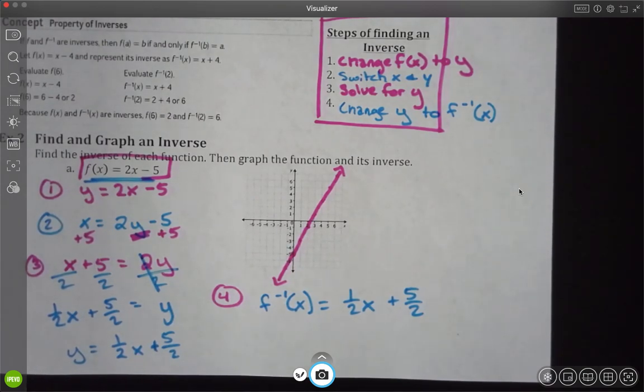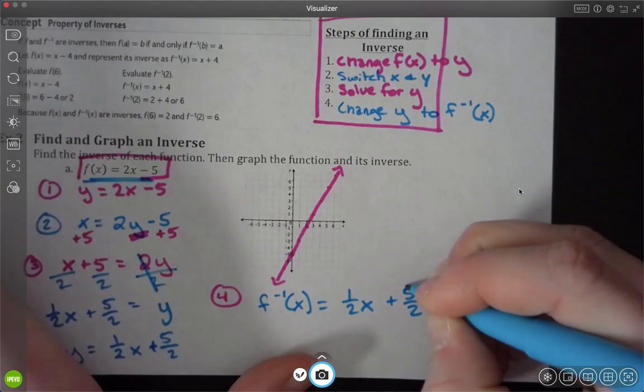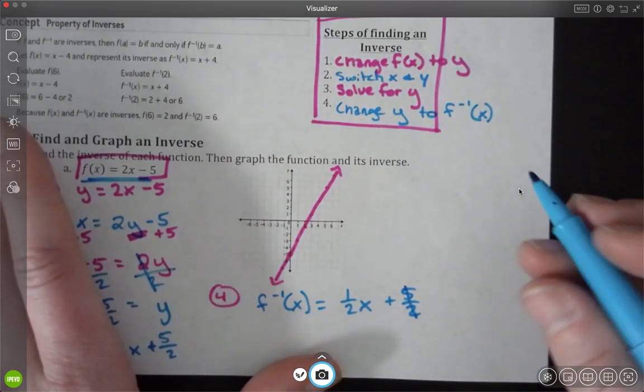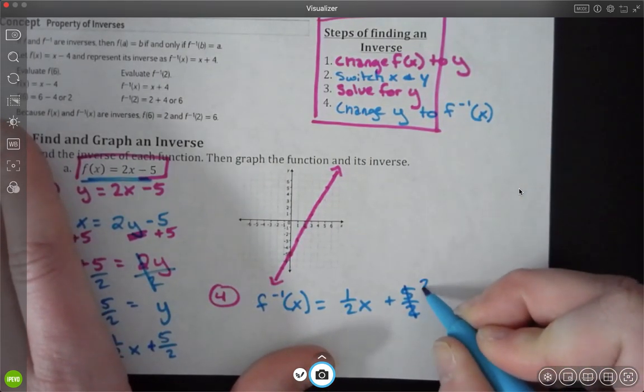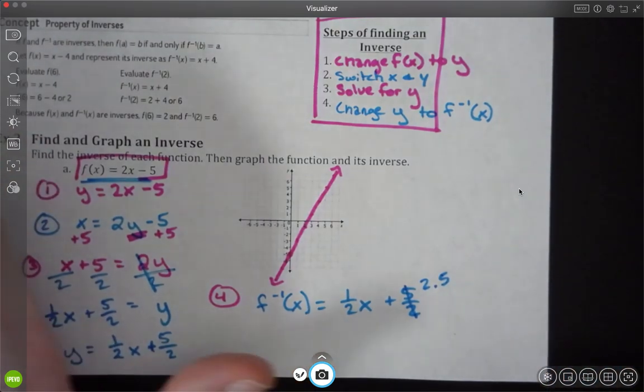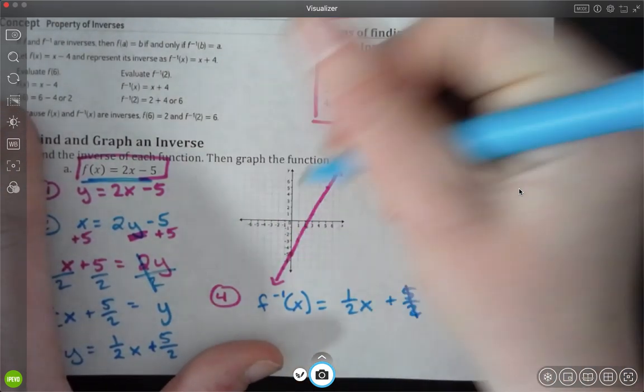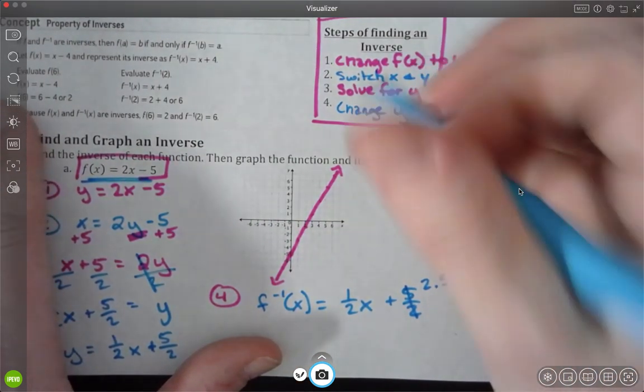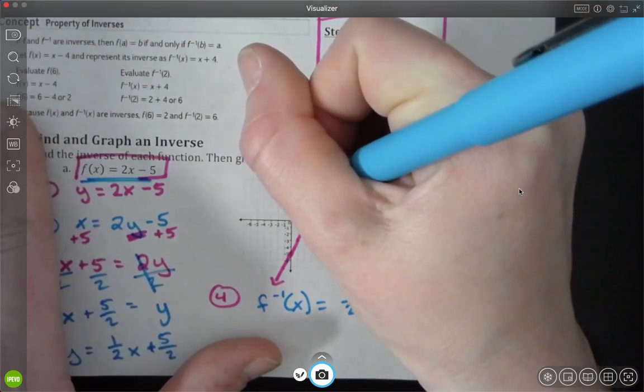Let's grab the second one. We're still videotaping. Where do you start the second one at? Where is 5 over 2? What is 5 over 2 as a decimal? 5 over 2 is the same thing as 2.5. Okay. So 5 over 2, let's make it a decimal. Let's start at 2.5. I'm going to put a dot at 2.5.